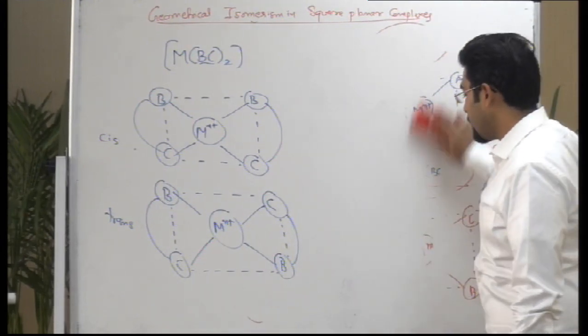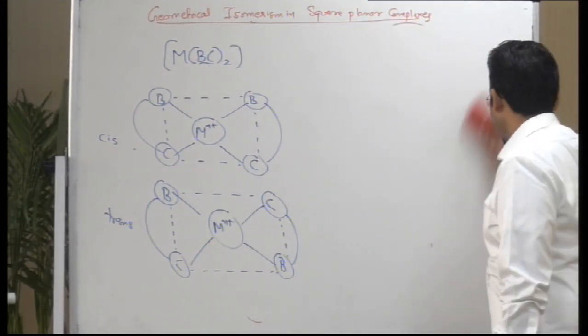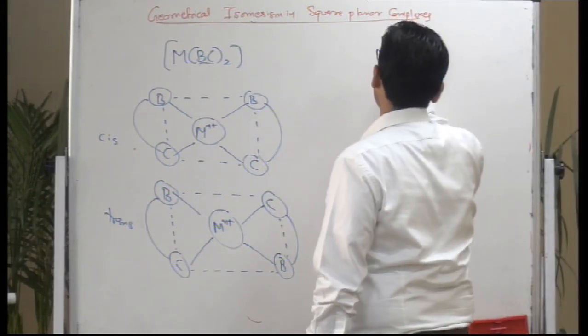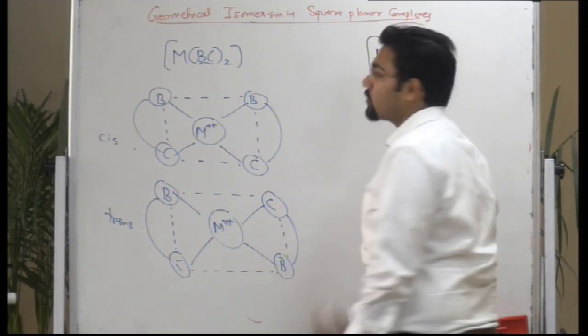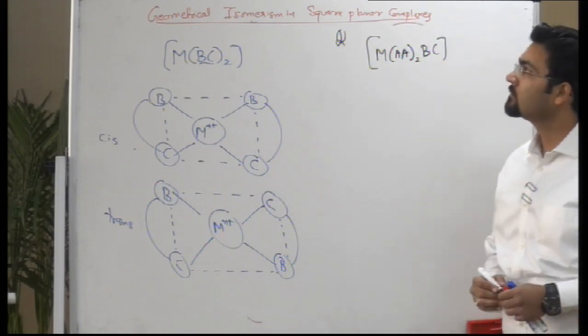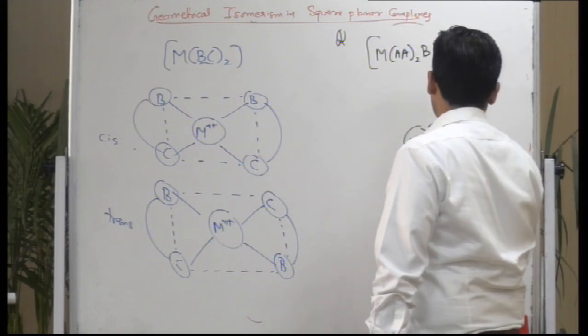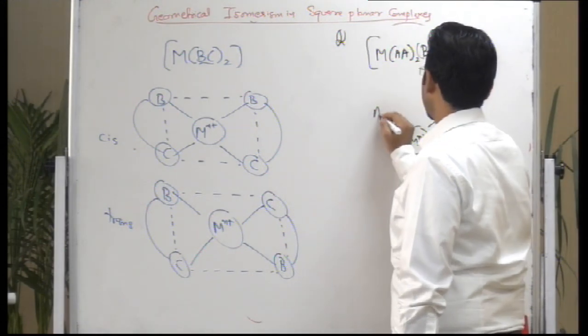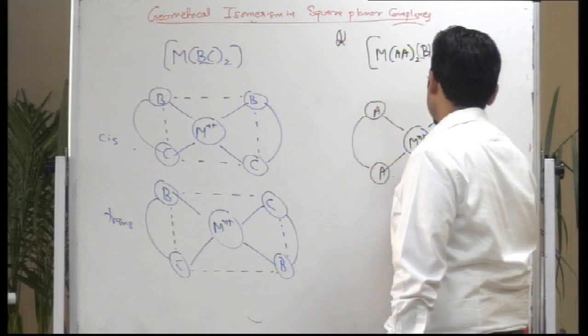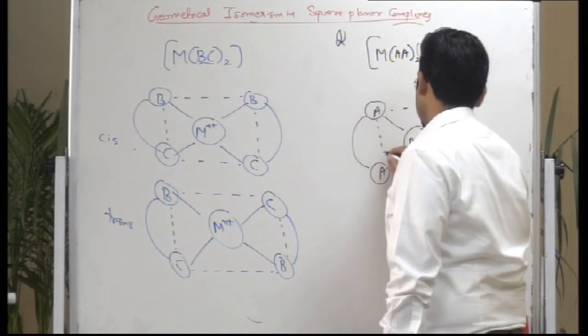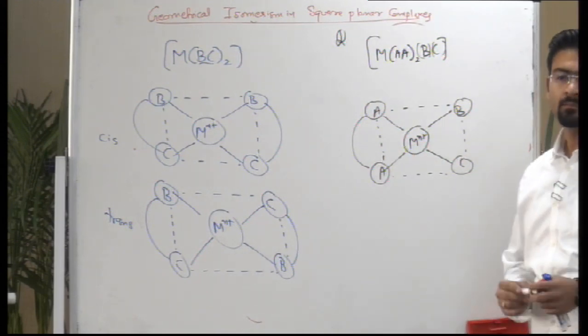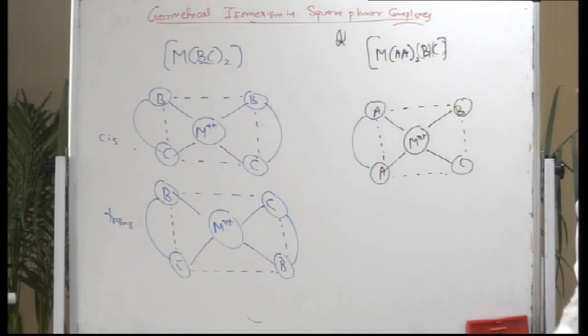So you can also create cases which are mixed with bidentate as well as monodentate ligands. For example, will this show geometrical isomerism? Let's treat it as a question. I'll draw it for you. So this is a metal ion. B and C are monodentate ligands. AA is a bidentate symmetrical ligand. No? Why?